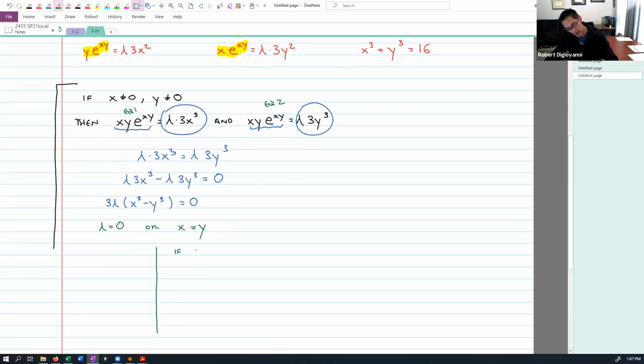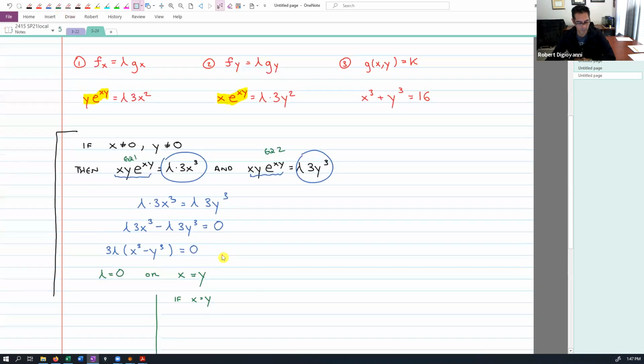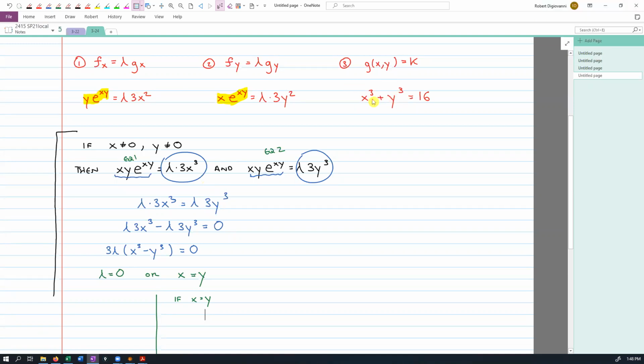If x equals y, then what can I work with now? I know if x is y, that this is true, so I've satisfied these equations. But what equation have I not satisfied? The third one. The third one, right?